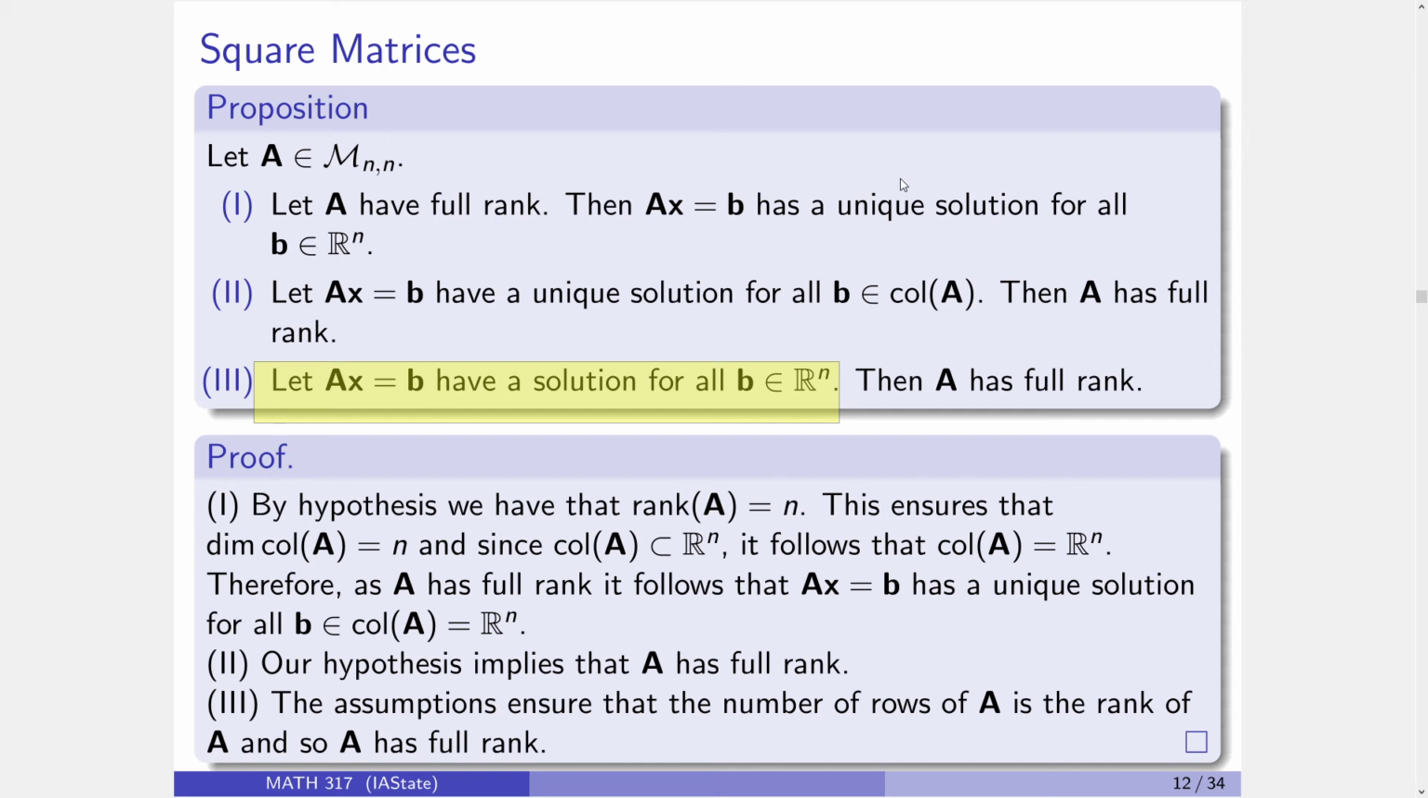All right, so again, another point in favor of square matrices and why they play a very significant role and why we want to always be in the square case.